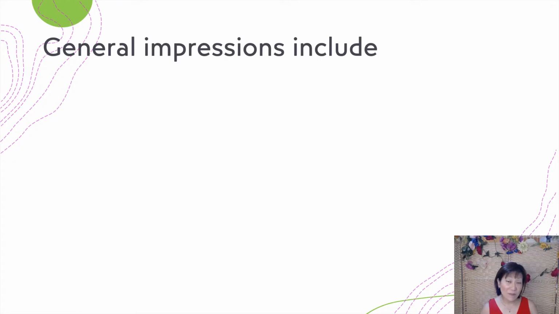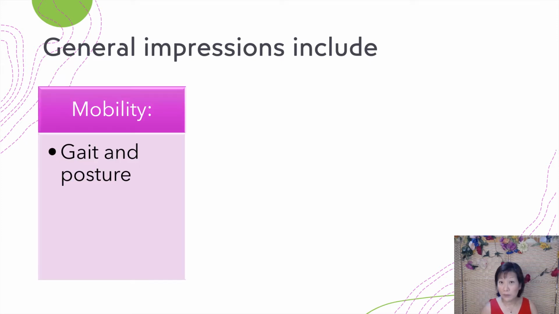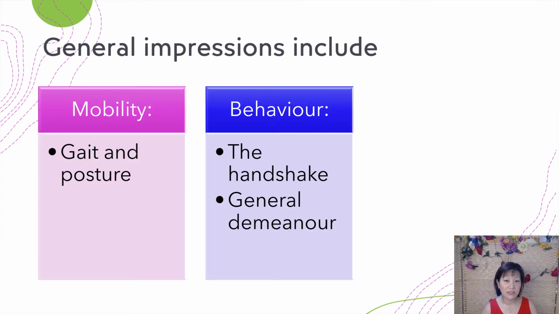So the three elements of a general impression would include the mobility, the gait and posture, and we'll go through more details later. The behavior, how strong a handshake is, or the general demeanor of a person, whether they're collected or they're anxious.